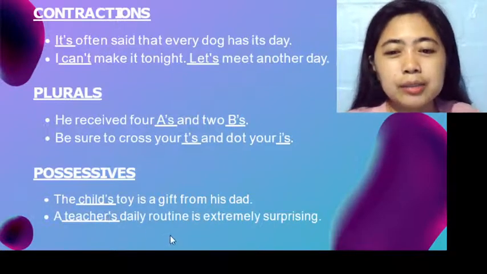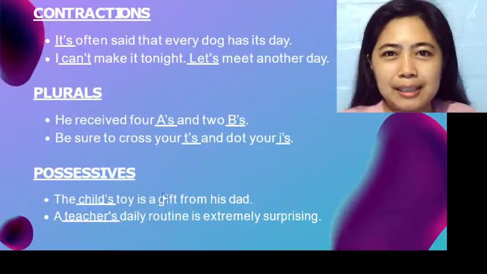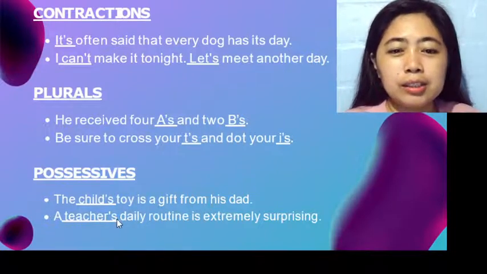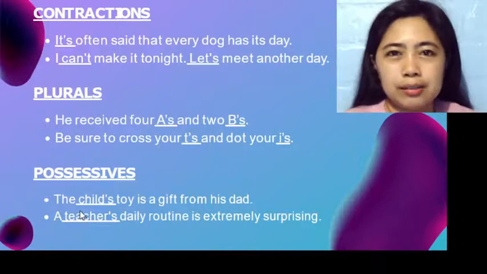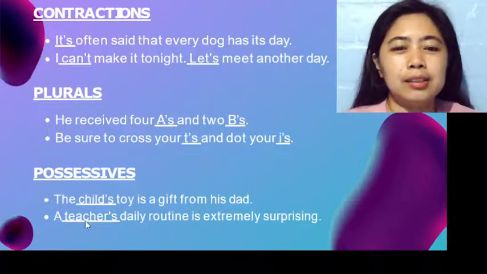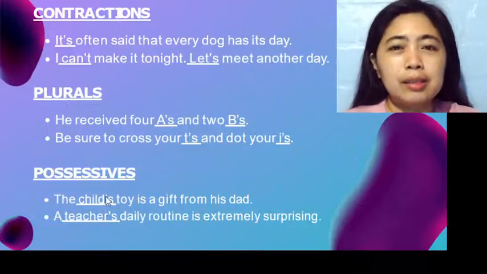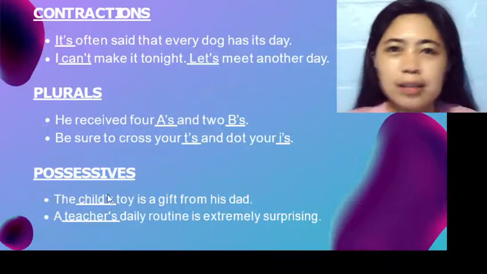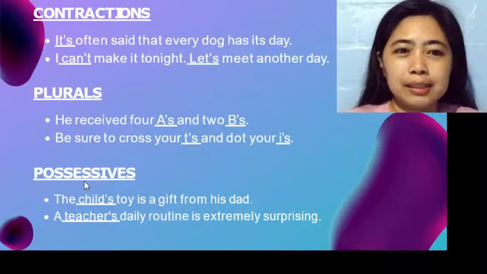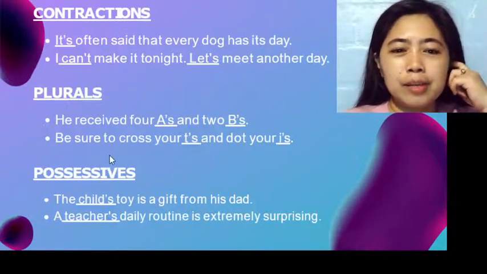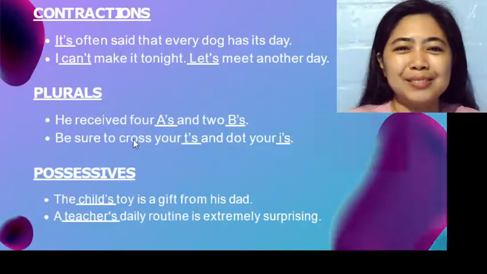Another example here: a teacher's daily routine is extremely surprising. Teacher's daily routine, the daily routine of a teacher. That's the possessive, someone who owns a kind of thing. This discussion will be focusing more on the possessives. Let's have more rules for the possessive.